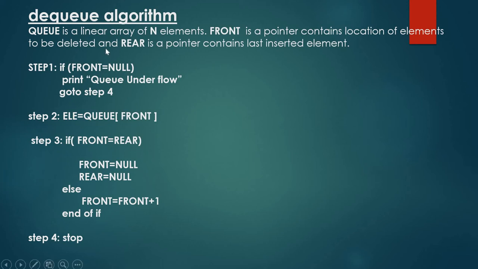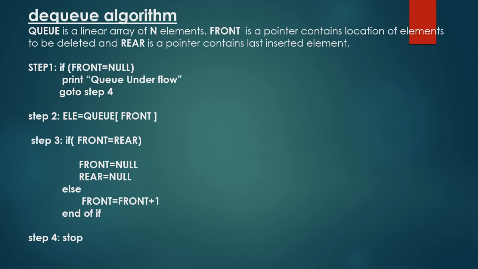See here, queue is a linear array of n elements. Means the name of the array is queue and the maximum number of elements is n. Then there are 2 pointers, front and rear. Front is a pointer pointing to the element to be deleted, and rear is a pointer pointing to the last inserted element. Then in deletion case, which is the condition we need to check, in which case we can't delete an element from a queue.